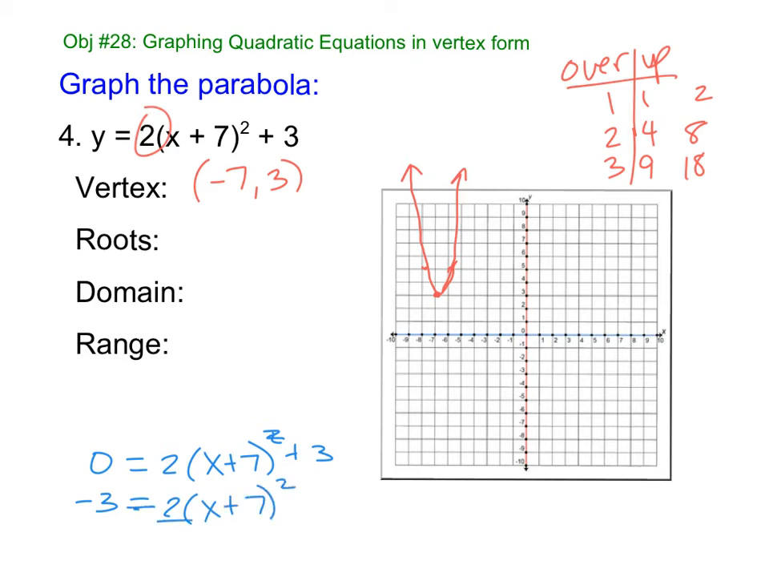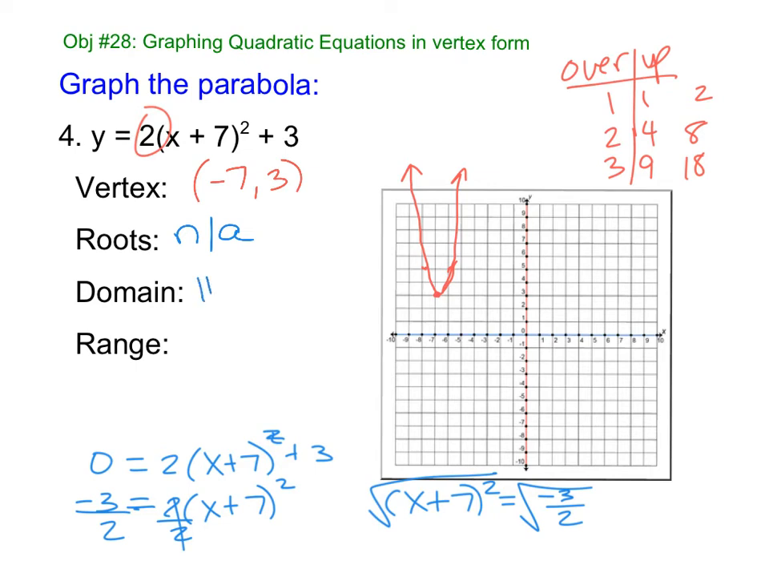We divide by 2. And then we have x plus 7 squared equals this -3/2. Can we take the square root of a negative? No, and that's why we have no solution, no real solutions. So that's why we're going to put NA, no real solutions.